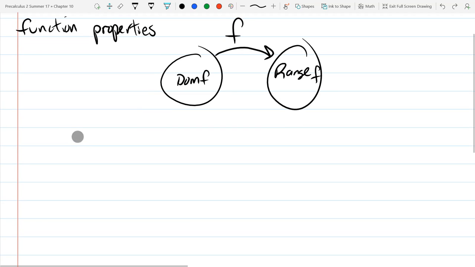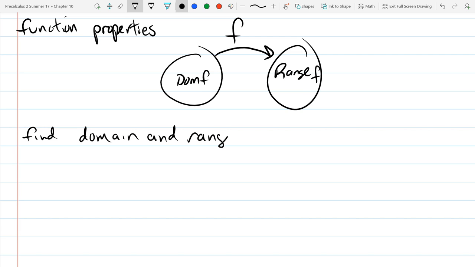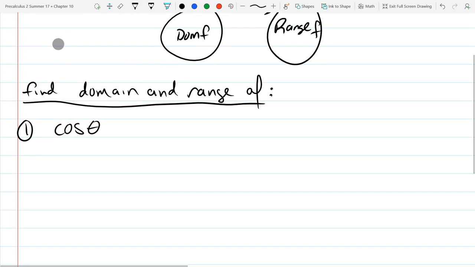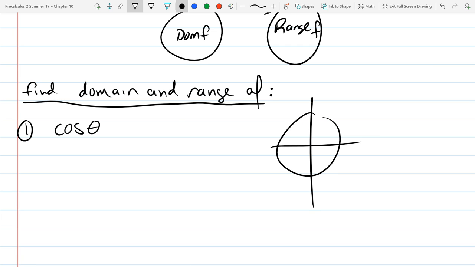So let's go ahead and get started here. We'll go cosine first. So what angles does it make sense to take a cosine of? Well, if you think about any point on the unit circle, no matter where it is, you're going to have an x value. So no matter where you are, cosine will have a value. So cosine, let's lay this out a little bit better. Let's build a table here.